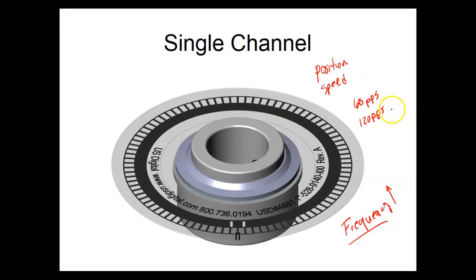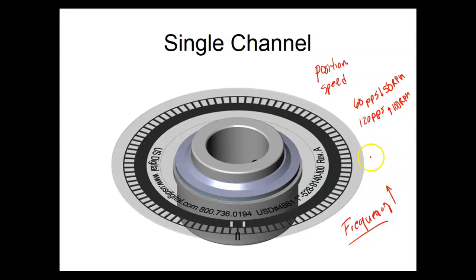So if the frequency goes up, it means the speed is going up. If the frequency goes down, it means the speed's going down. So if this right here was 50 RPM, revolutions per minute, then of course this right here would be 100 revolutions per minute. That makes sense. Now the problem is that we're not going to measure frequency, we're going to measure time.